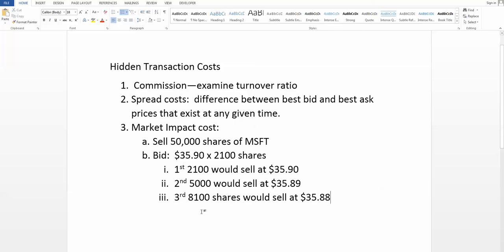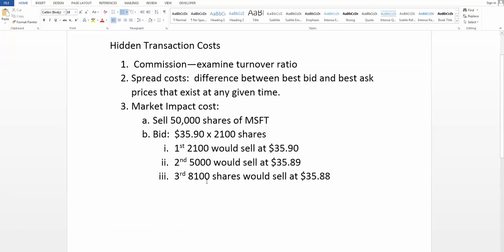There's probably not a dealer out there willing to buy such a huge amount, 35,000 shares. That's quite a bit. So I would have to keep going down the list of dealers and getting the best price they're willing to buy from me at, which would constantly be decreasing. So essentially, I could eventually sell all my shares, but just at a lower and lower and lower price. That's what the market impact cost is.